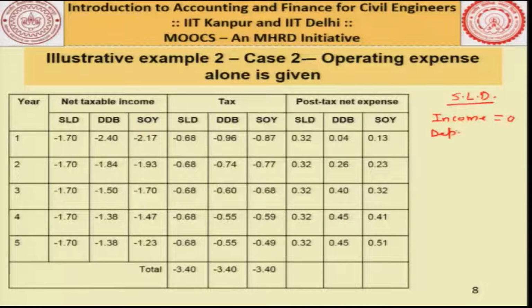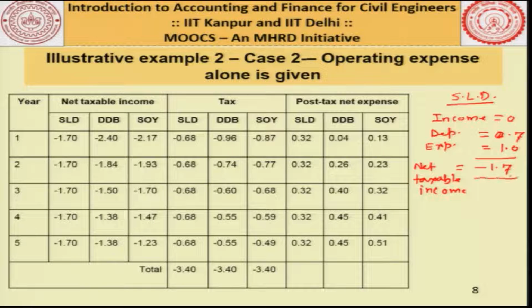Depreciation expense is 0.7, other expense is 1.0. So, my total expense becomes 1.7. So, if you subtract this from 0, you can as well say that my net taxable income is minus 1.7 lakhs.